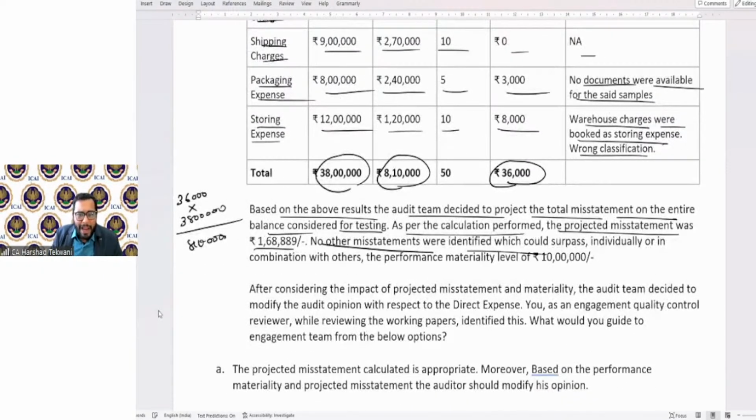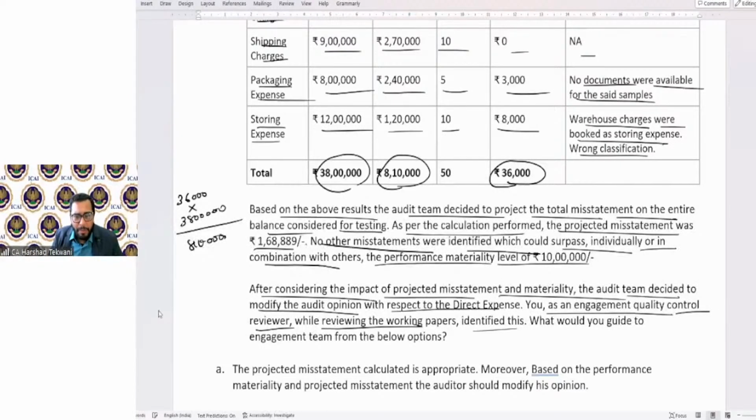No other misstatements were identified which could surpass, individually or in combination with others, the performance materiality of rupees 10 lakh. After considering the impact of projected misstatement and materiality, the audit team decided to modify the audit opinion with respect to the direct expense. You, as an engagement quality control reviewer, while reviewing the work paper, identified this. What would you guide the engagement team with respect to the projection of the misstatement?